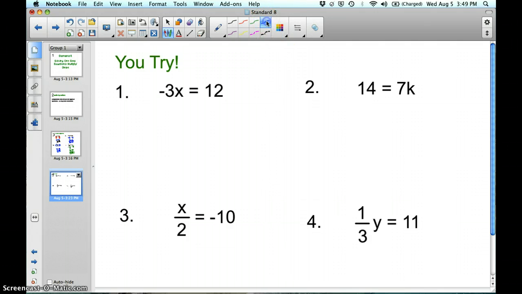Alright, go ahead and pause the video, try these 4 examples on your own. When you're finished with them, go ahead and unpause and check your answers.